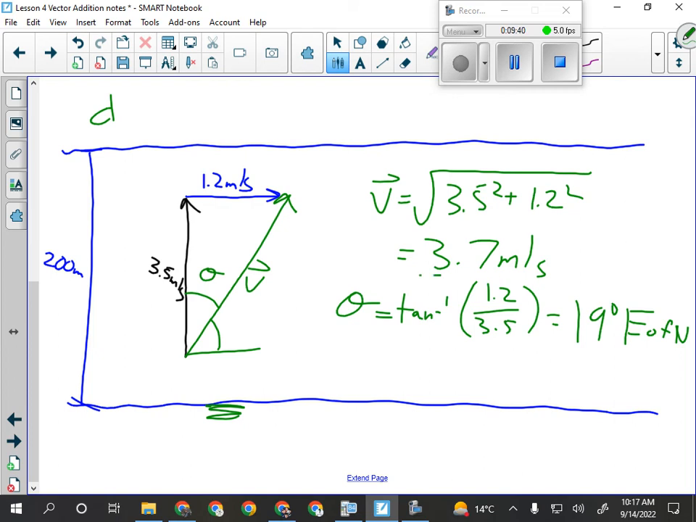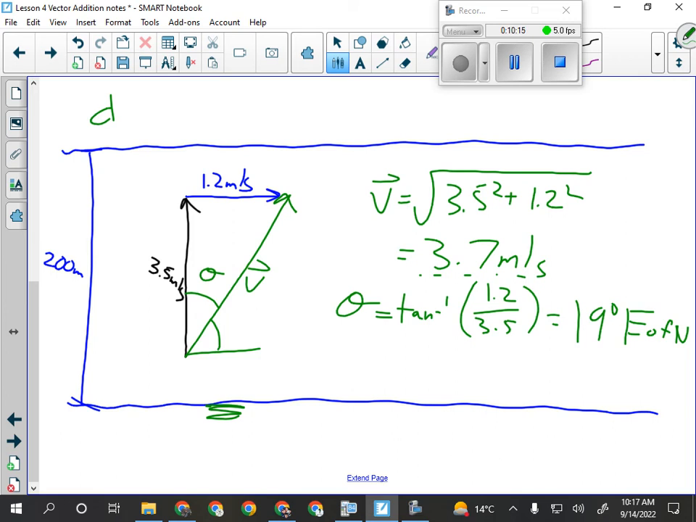Remember, this is my resultant velocity. But these two things are also still happening. Once you calculate your resultant velocity, you never use it for anything. It's just the resultant velocity. It doesn't help you calculate how far downstream the object goes because it doesn't point downstream. It points 19 degrees east of north. This velocity points downstream. So if I use the velocity that points across and the distance across together, I can use them together.